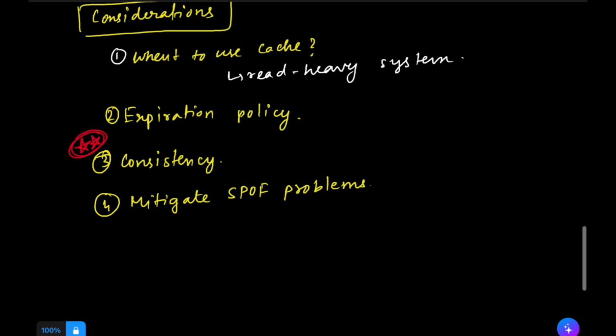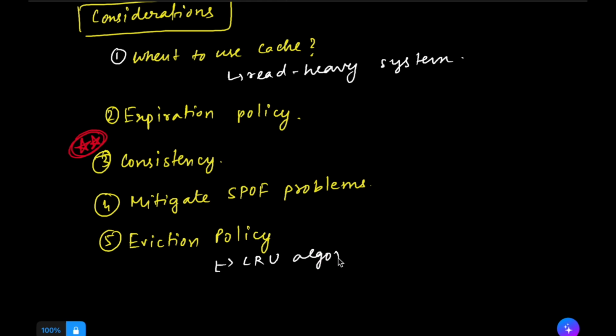Another is the eviction policy, or the algorithms which decide, whenever the cache server is full and new data has to be written into the cache, which data will be removed or replaced for this new data. For this, we have various algorithms like the LRU algorithm, which you might be aware of. This is a popular algorithm for cache eviction. Other popular algorithms are first in first out, or least frequently used.